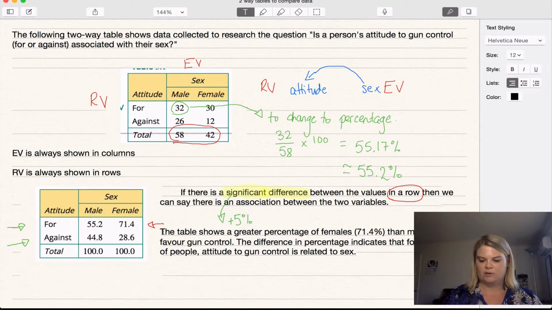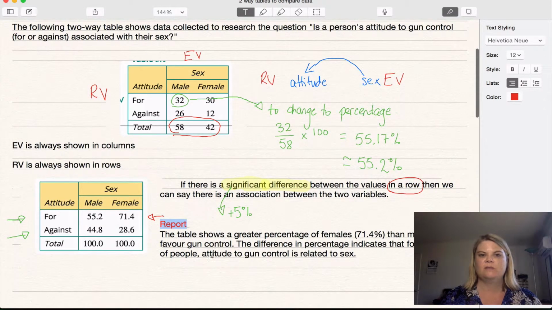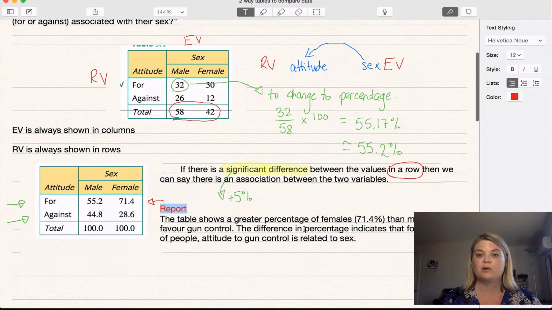And here's the report I've written. Just put a little heading there. Make that red. Okay. The report says the table shows a greater percentage of females, 71.4%, than males, 55.2%, favour gun control because it's in the top row. The difference in percentage indicates that for this group of people, attitude to gun control is related to sex. Now that second sentence is something worth putting on the end of every report.